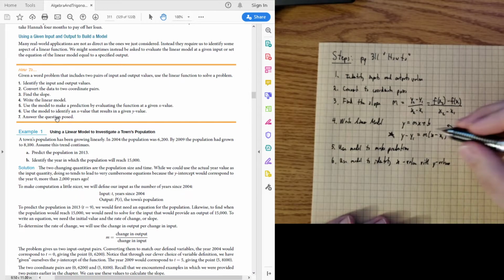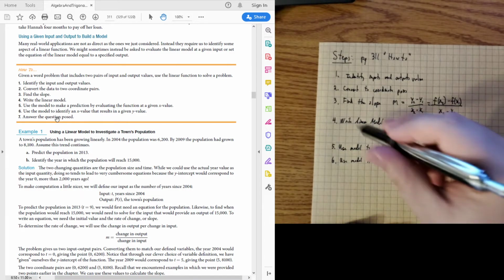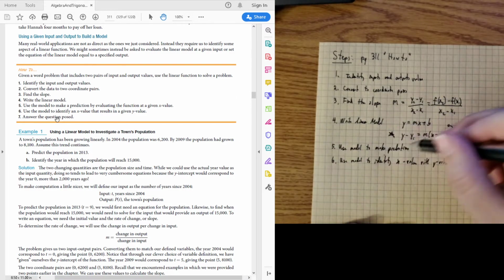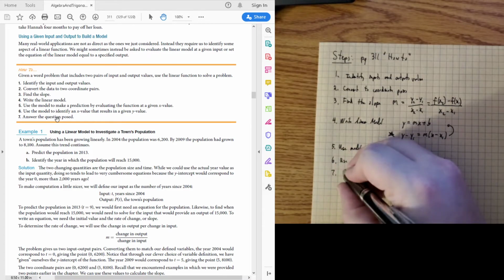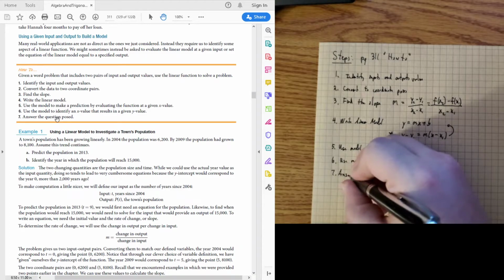It is common for me, because I'm not a fan of equations, I actually like tables. Tables are nice for me. It is common for me to use this linear model to make a table, and then use the table to predict x's and y's together. Then step 7, make sure to always answer the question.